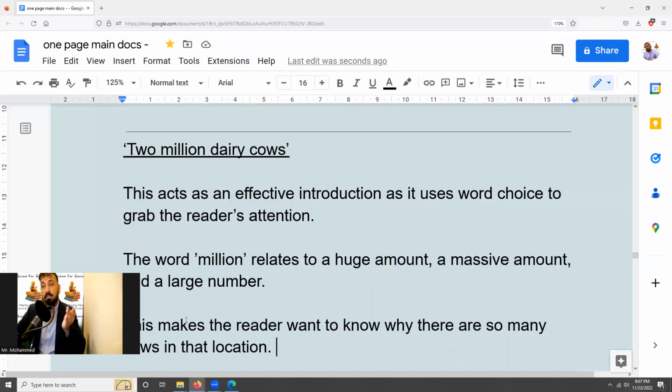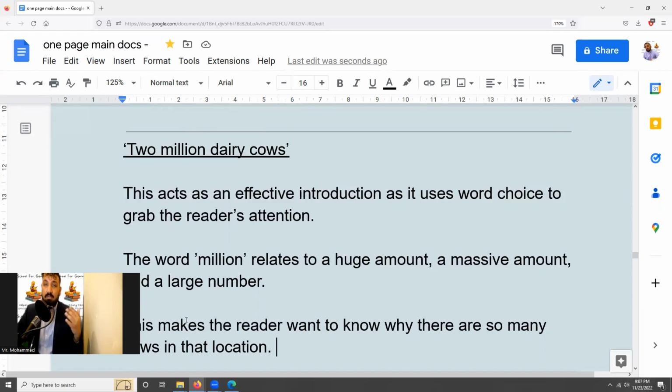Then you zoom in on a word. This acts as an effective introduction, uses word choice, to grab the reader's attention. Zoom in on one word, do your word choice connotations. This word relates to, give the connotations. This makes the reader want to know. Ask a simple question related to the word, which you've just broken down, and related to the sentence, the quote. Just read it again.